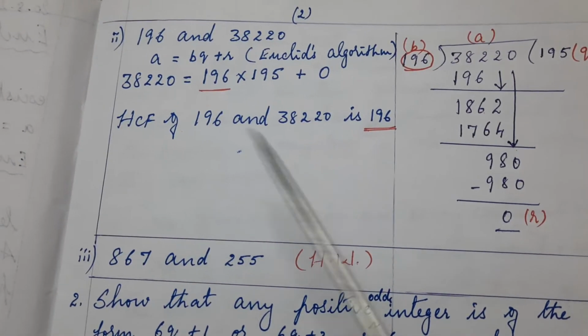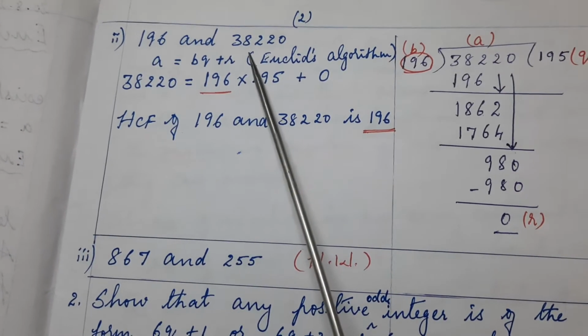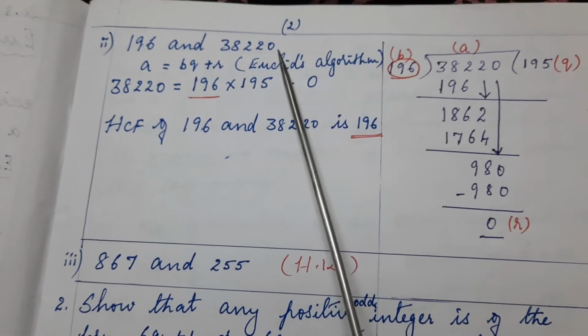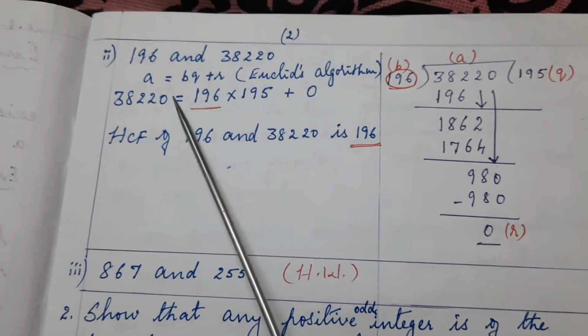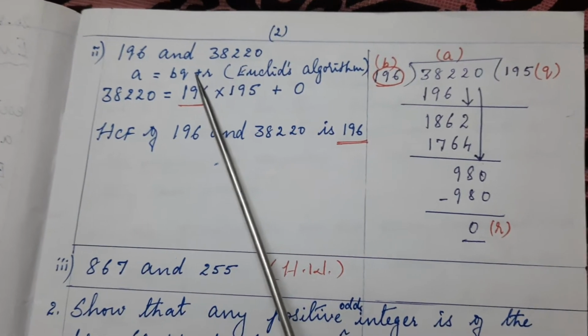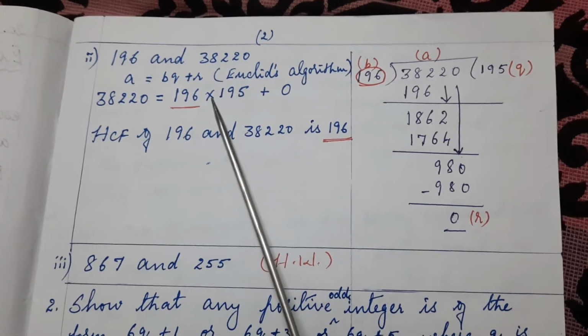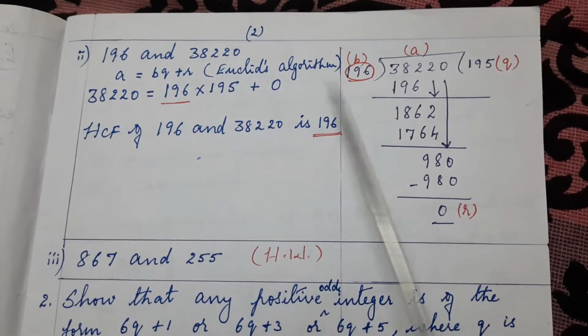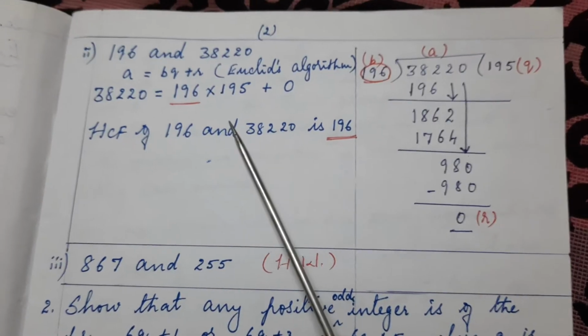The next question is 196 and 38,220. Same way, we are using Euclid's algorithm. A is equal to BQ plus R. If you do it directly, you will get the answer, but you will find it difficult. So, better do it in the long division method and then substitute here.